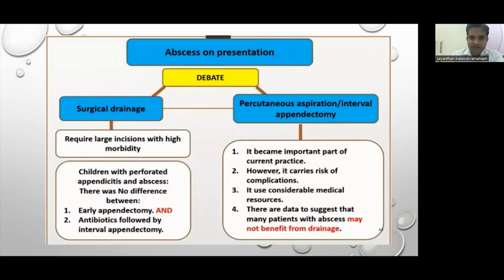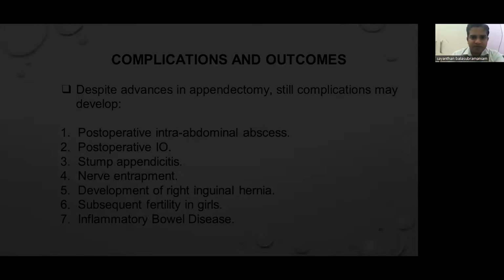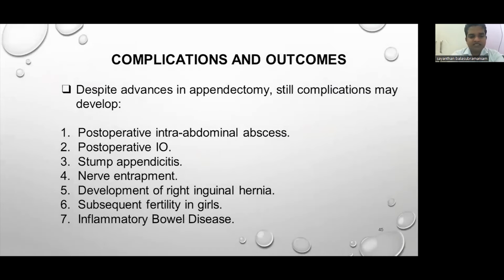So already we have discussed surgical drainage and percutaneous aspiration. Percutaneous aspiration is now an important part of current practice. That's important, we discussed, and we'll see. Complications are important. Just have a look at the complications: postoperative intra-abdominal abscess, postoperative intestinal obstruction, stump appendicitis, nerve entrapment, development of right inguinal hernia, subsequent fertility issues in females, inflammatory bowel disease.